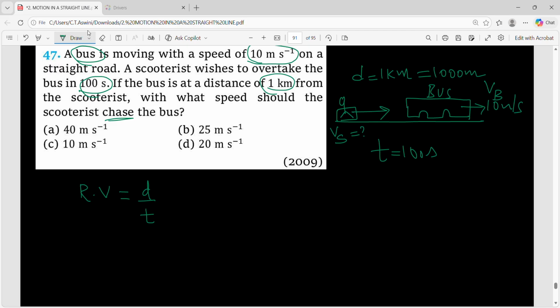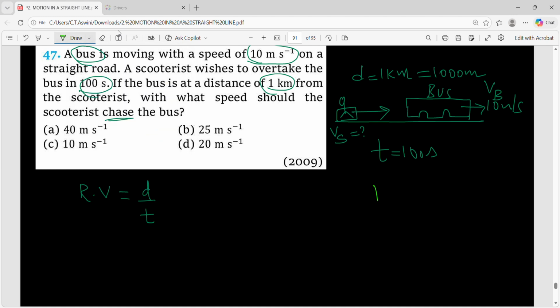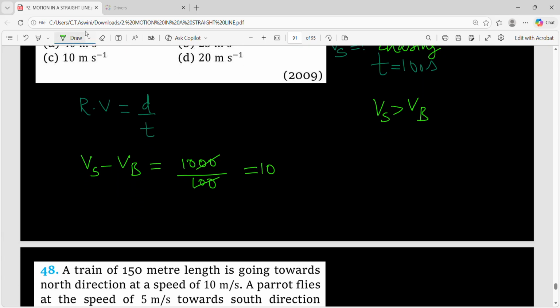Now, what is the relative velocity here? The scooterist is chasing the bus. That means whose speed is more here? Bus speed or scooterist speed? Scooterist speed is more compared to the velocity of the bus because he is chasing the bus. When can he chase the bus? If his speed is higher, right? So both are in the same direction. So take the difference: scooterist speed minus bus speed. Distance is how much? 1000 meters. Time is how much? 100 seconds. So two zeros cancel. This is 10.